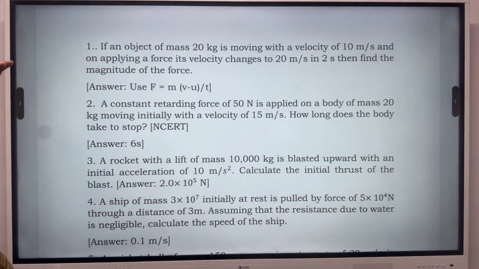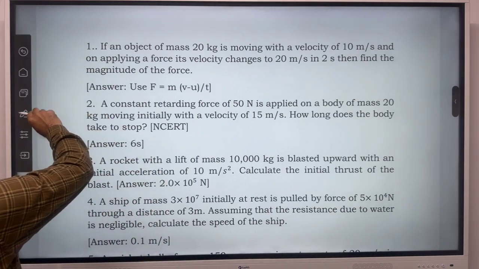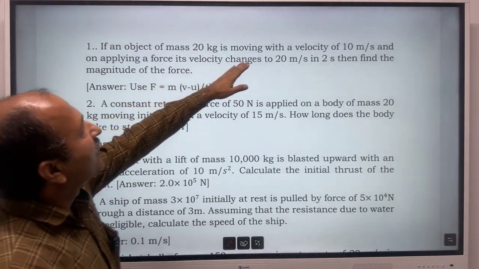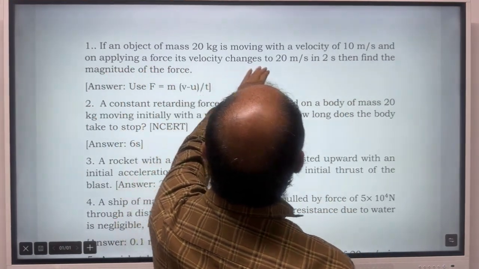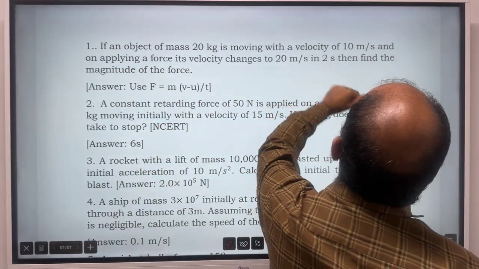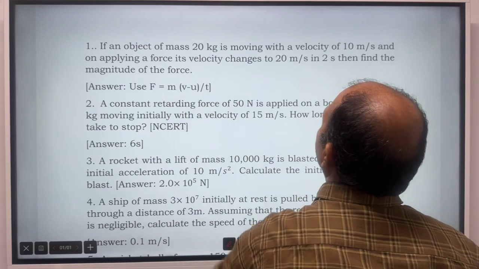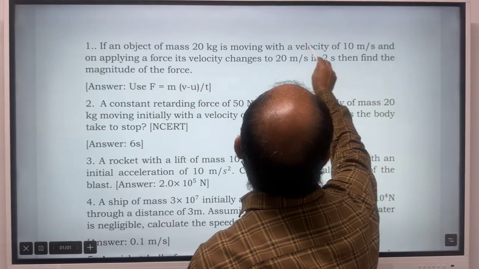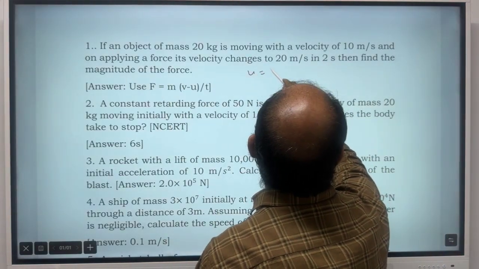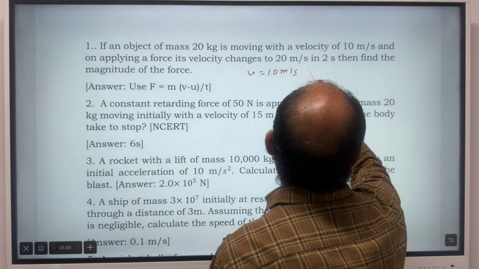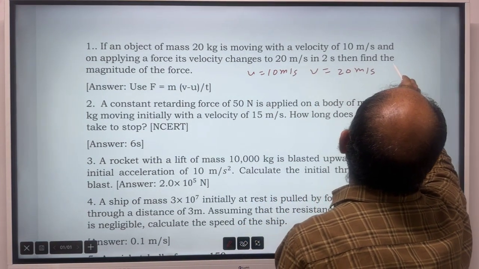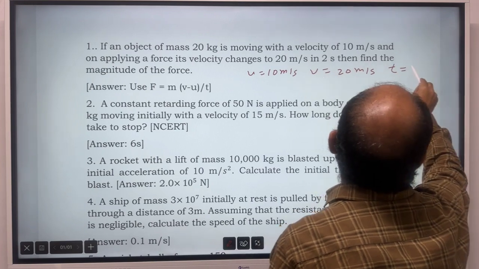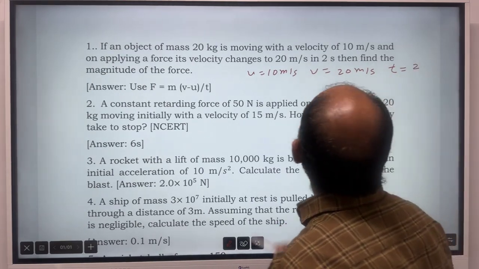Now here there is another question. If an object of mass 20 kg is moving with a velocity of 10 meter per second and on applying a force, its velocity changes to 20 meter per second in 2 seconds, then find the magnitude of the force. Here again, the situation is simple. U is given as 10 meter per second, V is given as 20 meter per second, and time is given as 2 seconds. And you have to find out the force.